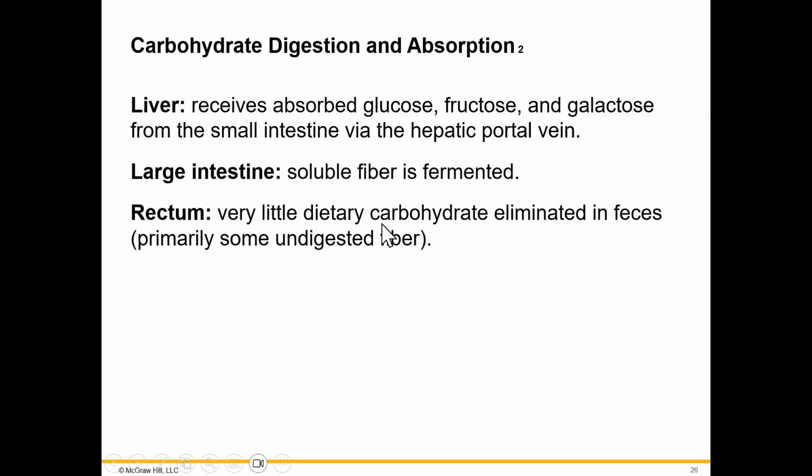Okay, very little dietary fiber is eliminated in the waste. It is going to be all absorbed or stored in the liver as glycogen or stored in the body as fat, or turned into fat in the body.